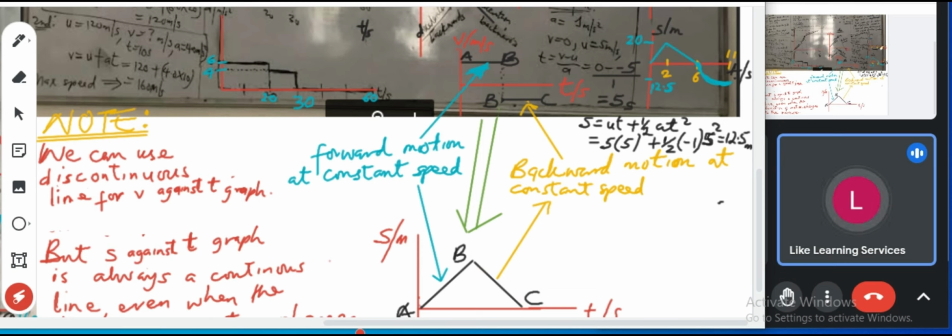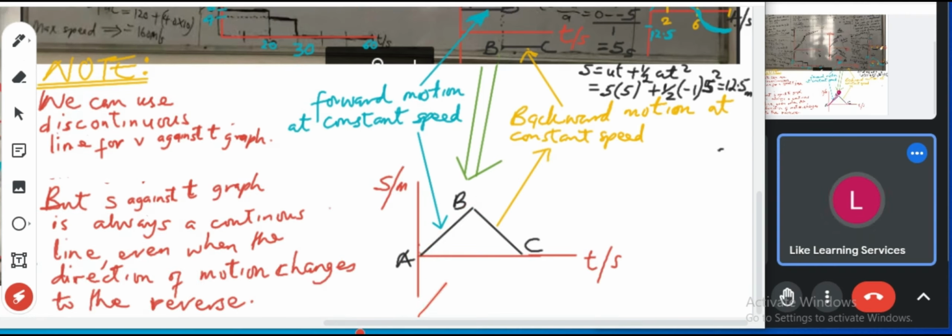Do you agree with me? B to C, yes? Yeah, B to C is constant speed when it's reversing. A to B is constant speed when it is going forward.